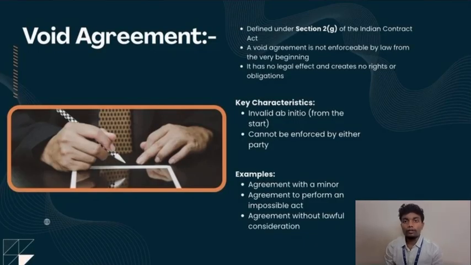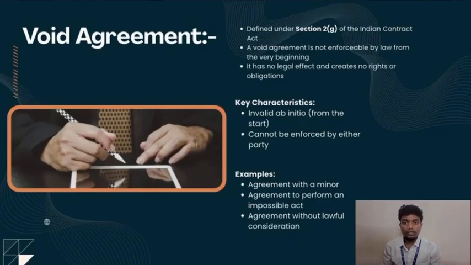My topic is void agreement. A void agreement is defined under Section 2(g) of the Indian Contract Act. According to the law, a void agreement is one that cannot be enforced by law, and it is not enforceable from the very beginning. This means the agreement is invalid from the time it is made.